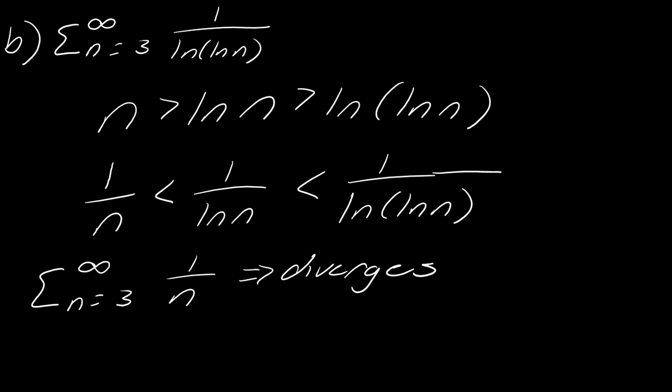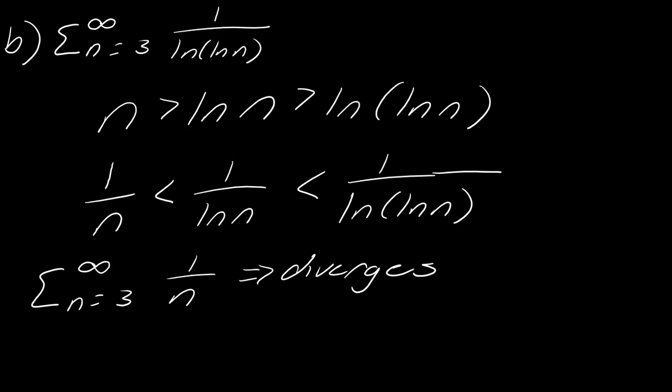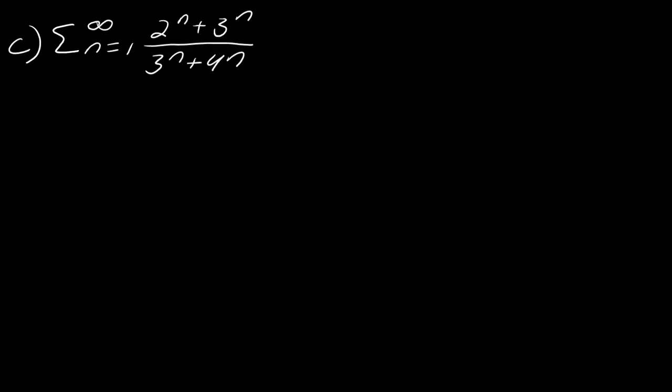This is one of those really important series that once you've got it, you know that it's going to diverge. So this diverges, and therefore, by the comparison test, if the smaller one diverges, then the bigger one diverges. So we have now used that relationship in two different ways. And so this is going to diverge. Okay, so now let's look at another example.